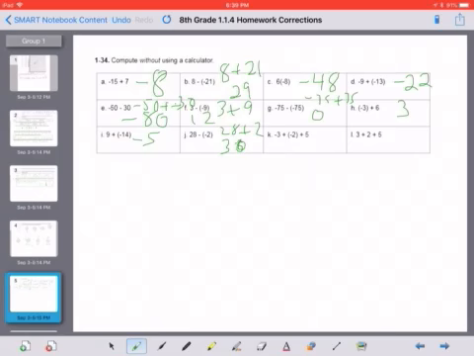Negative 3 plus negative 2 plus 5. Well, negative 3 plus negative 2 is negative 5, plus 5 is going to give me 0. And then 3 plus 2 plus 5 is going to be positive 5 plus 5, which is going to give me 10.